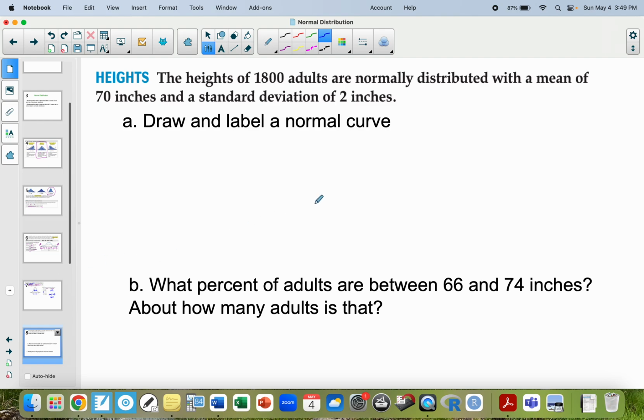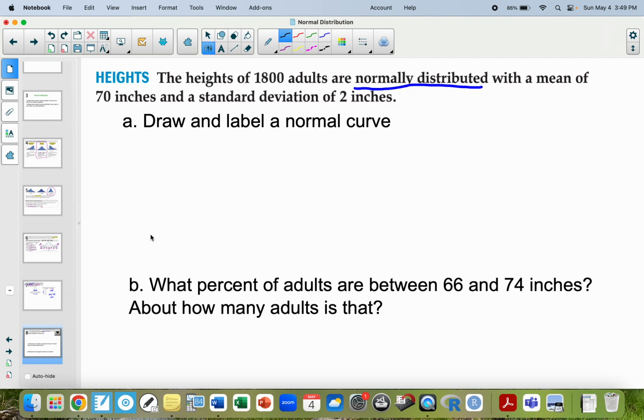Okay, let's look at another example where we actually have to draw our normal curve. So it says the heights of 1,800 adults are normally distributed. So that is key, the fact that it's normally distributed, with a mean of 70 inches and a standard deviation of 2 inches. Draw and label a normal curve. Okay, so let's do that first.